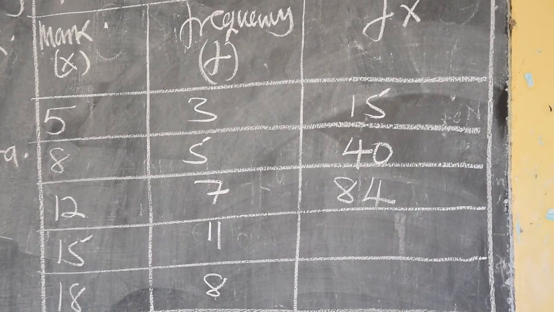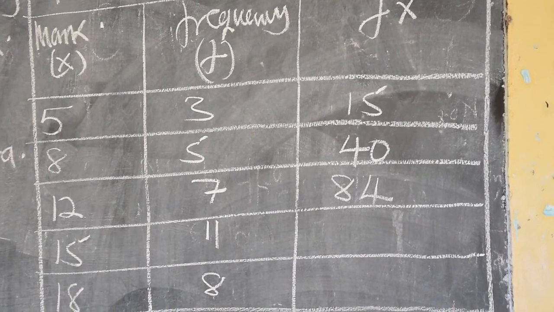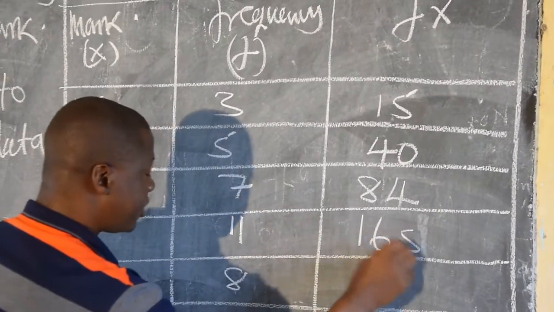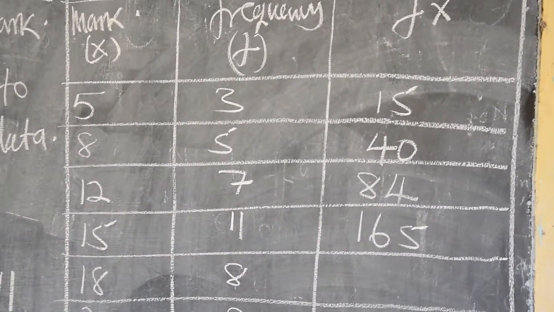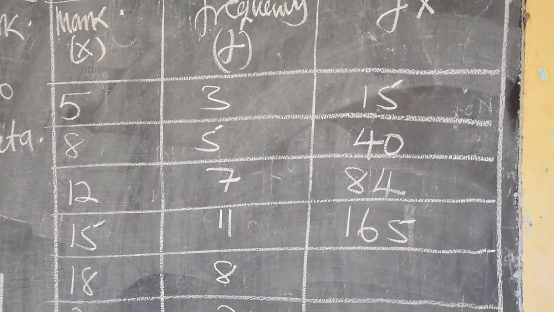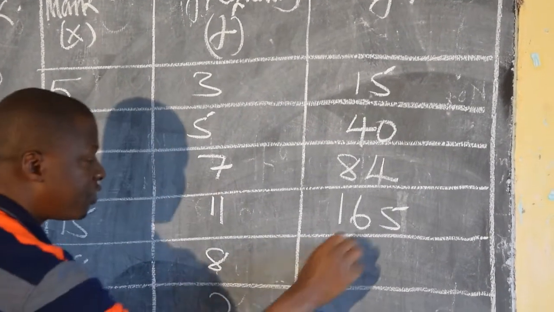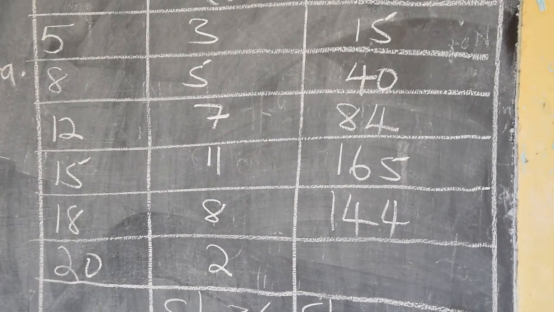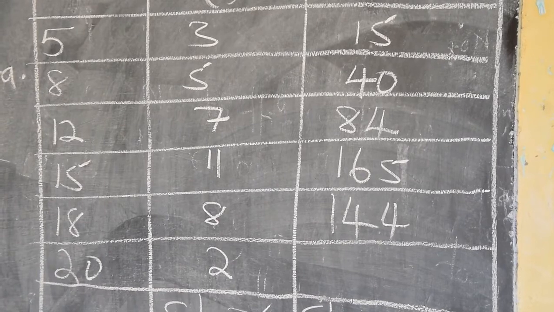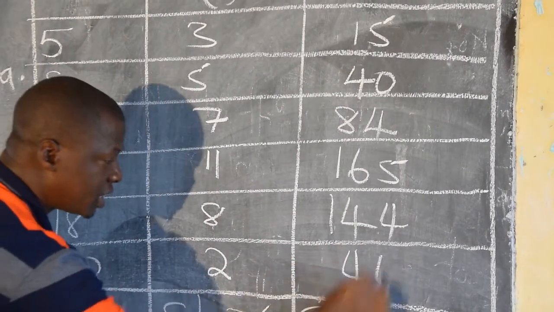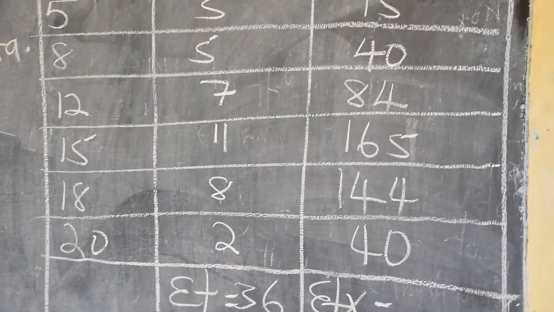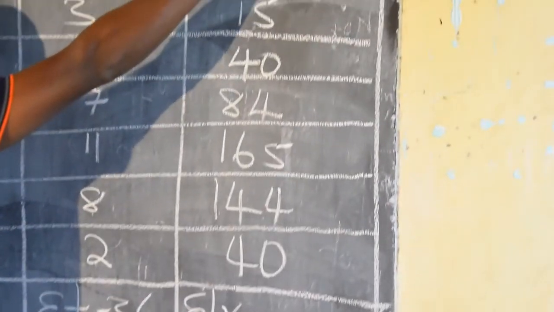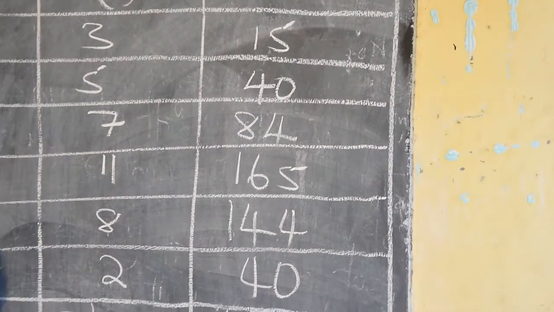Next, 15 times 11. It gives 165. Next, 18 times 8. That is 144. Next, we have 20 times 2. This one gives you 40. Mind the arrangement. Summation fx means to sum up or add all these elements.